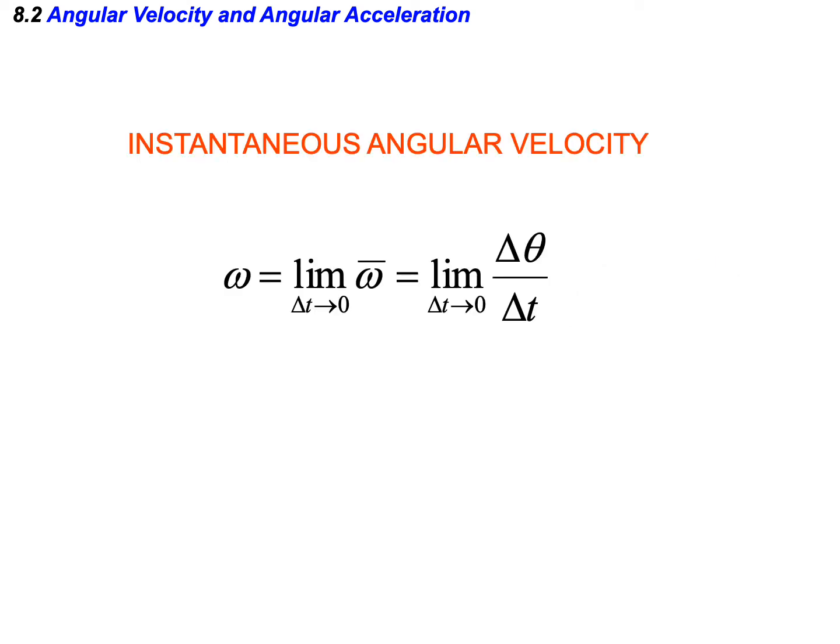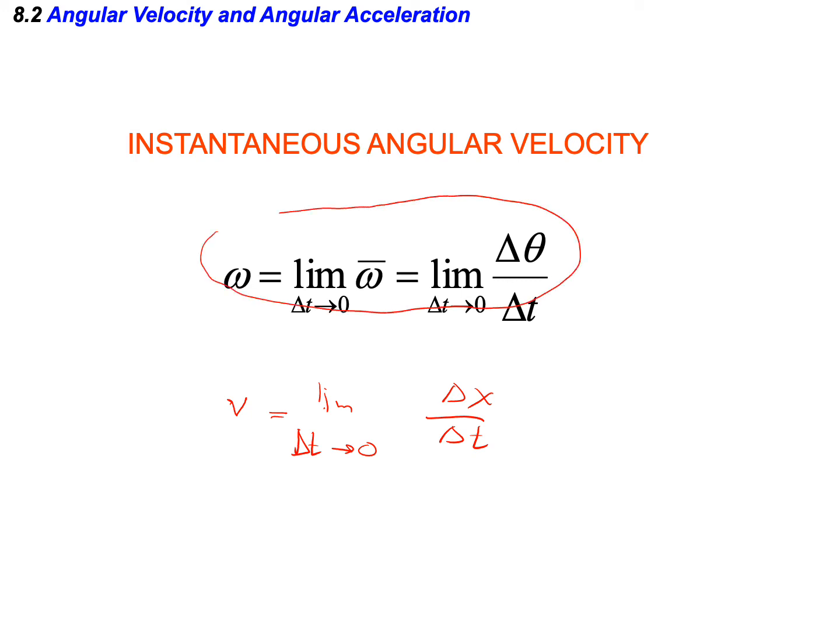We talk about instantaneous velocity, which is v equals limit delta t tends to 0 delta x over delta t, instantaneous velocity. So similarly, we can talk about instantaneous angular velocity, the velocity of an object rotating around itself or about its own axis. The velocity at a given point on the surface at a given time, we call it its instantaneous angular velocity.